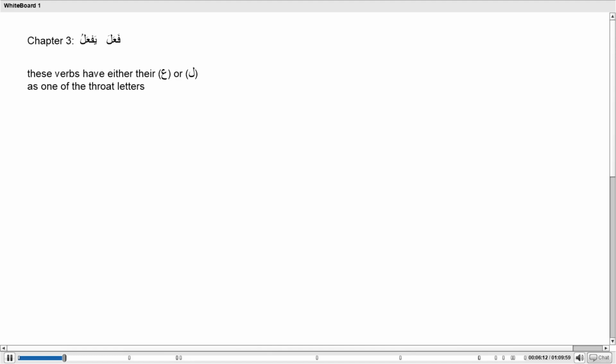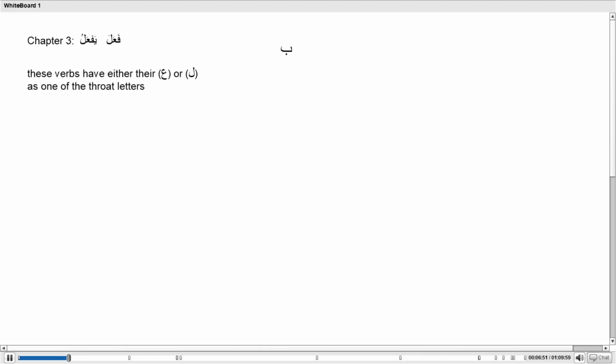Okay? We'll take a number of verbs, as you shall see, inshallah, which belong to this chapter, and you will see that the ain or the lam has to be one of the throat letters. Either a hamza, or a ha, or a kha, or an ain, or a ghayn. واضح? Okay.